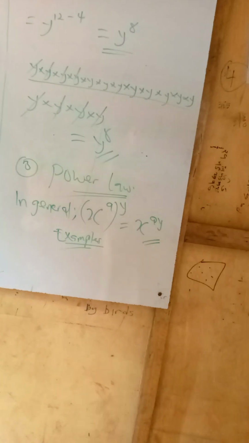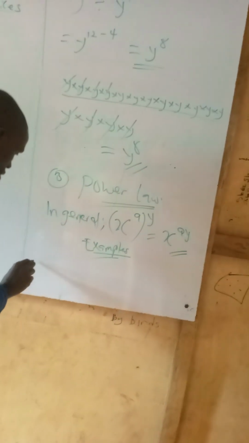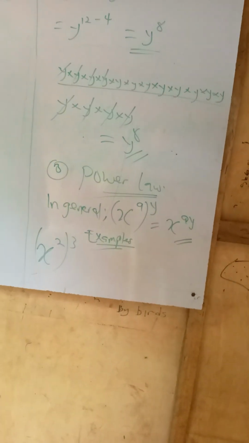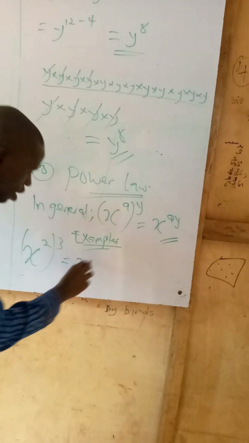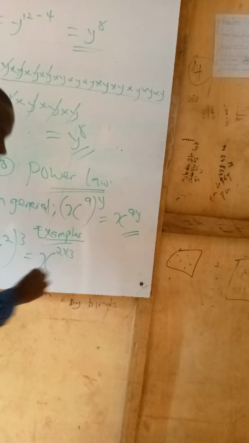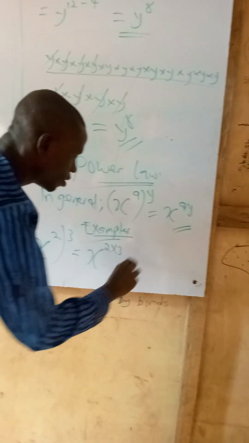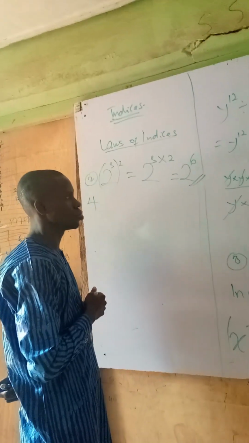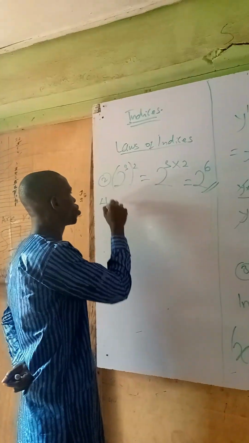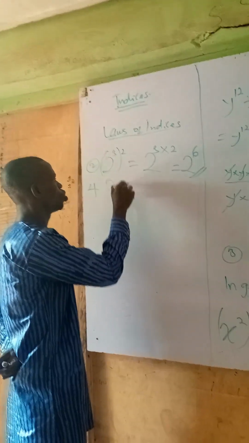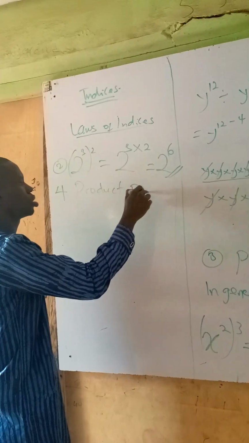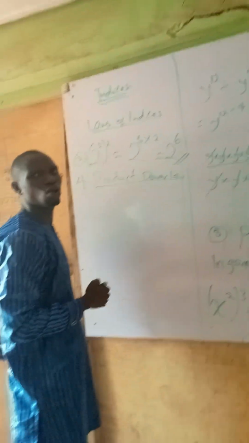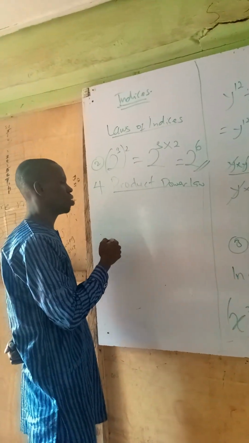Let's take 2 examples as well. When you have x raised to power 2 into 3, this will give us x raised to power 2 times 3, which is x raised to power of 6. This law is the product power law.